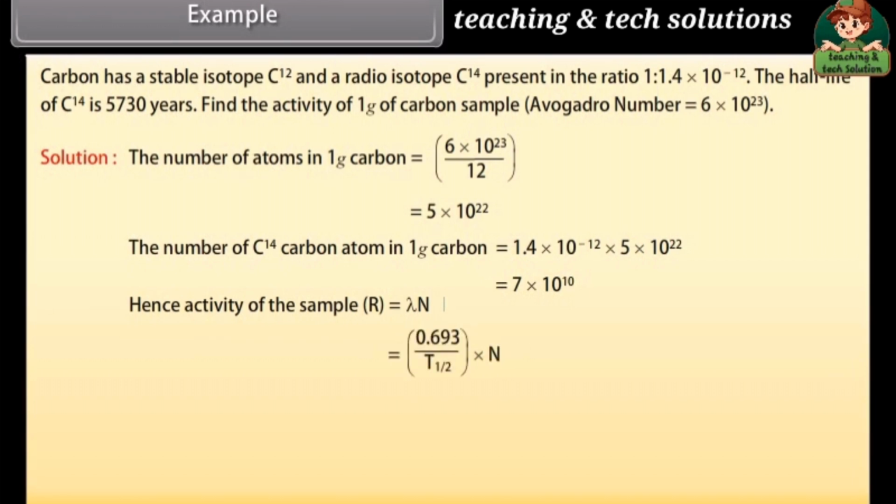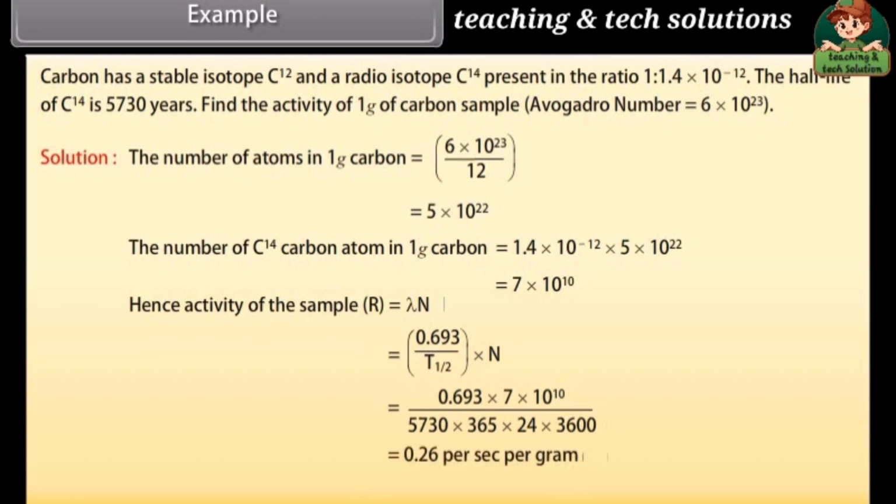into N, which is equal to 0.693 × 7 × 10^10 divided by 5,730 × 365 × 24 × 3,600, which is equal to 0.26 per second per gram. Approximately 16 per minute per gram.